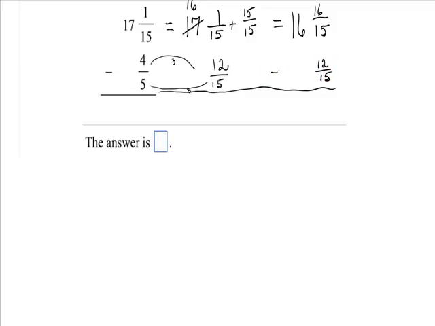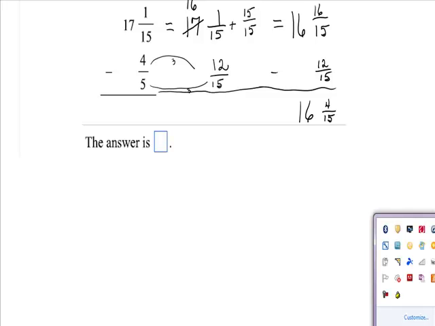I have to remember that this is a subtraction problem. 12 from 16 is 4. So I have 4 15ths. There is nothing to subtract from the 16, so I have 16 and 4 15ths. Okay, we've done plenty of examples. Now it's your turn.